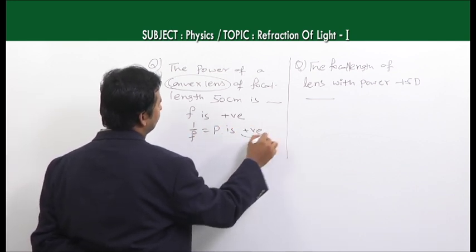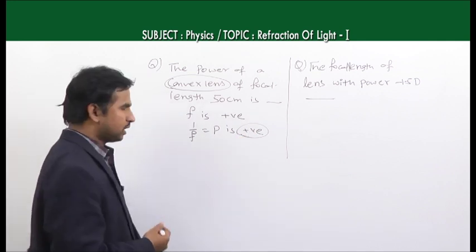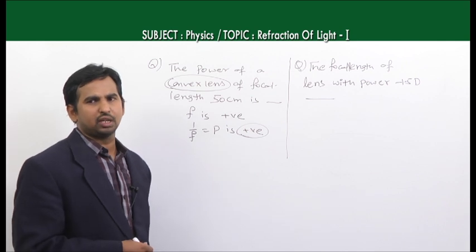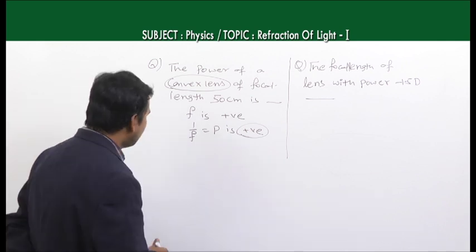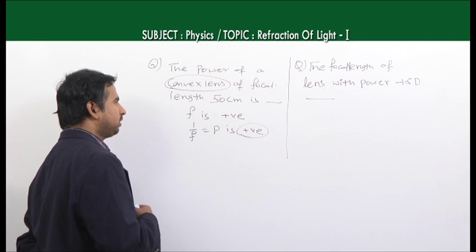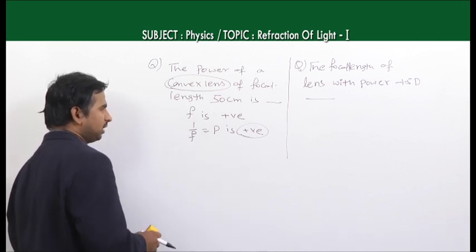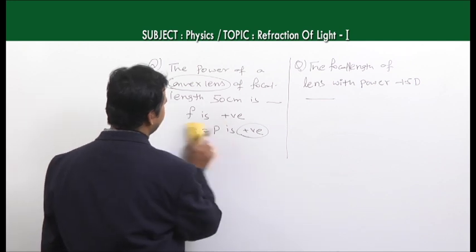First we have to see the sign convention here. As the focal length is positive, the power sign is also positive. Now the focal length is already given as 50 centimeters, and we need to find its power.